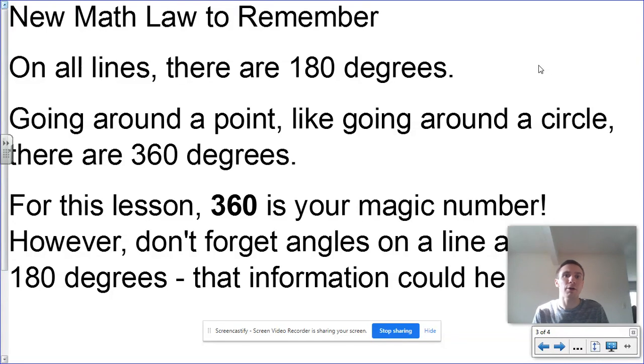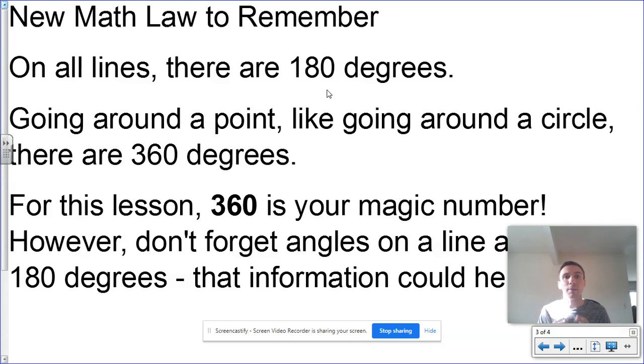Hi everyone, today we're going to be working on finding angles around a point. Yesterday we were working on finding angles around a line, or angles on a line rather. And when we're finding angles on a line, we remember that there's a rule to remember, a math law if you would. And that law says that there's 180 degrees on lines. When we have to add up all the angles that meet up at a point on a line, there's going to be 180 degrees.